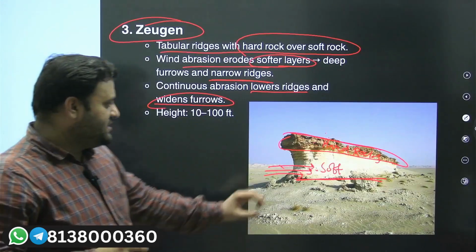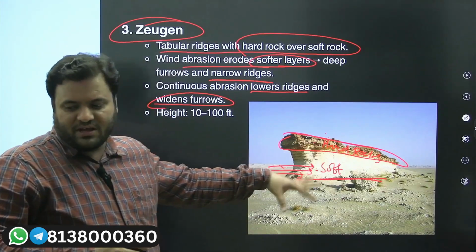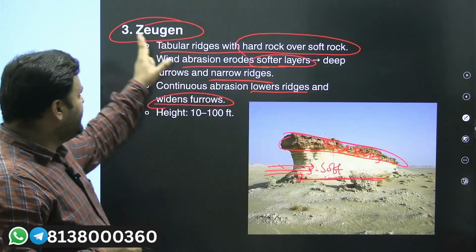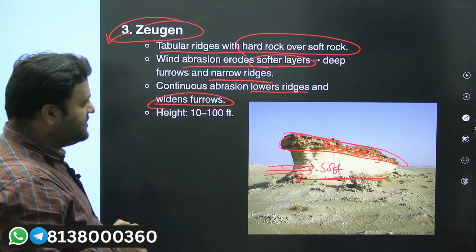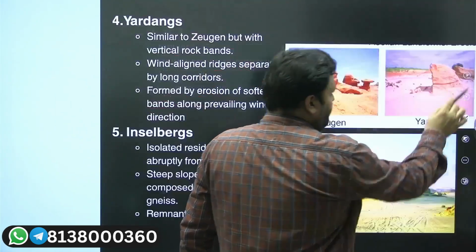Clear? So when we have this kind of topographical feature comprised of these particular aspects, that will be termed as what? Zeugen. Moving ahead.